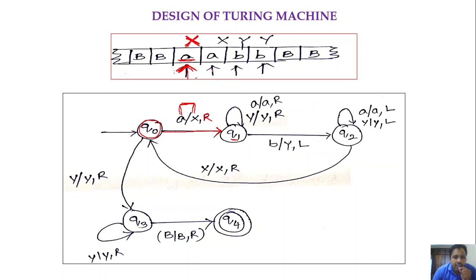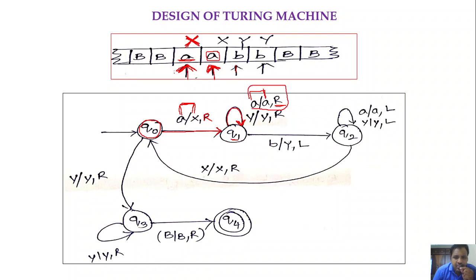Now, if you see, after replacing A with X, the head moves towards right. What is the next symbol that we have? A. So that A you have to keep as it is. That means in Q1, if you get A, keep that A as it is and move the head towards right. So this A will remain A itself, and we will move the head towards right. We will be in the same state Q1 until we get an input symbol B. So that's why Q1 has a self transition on input A.